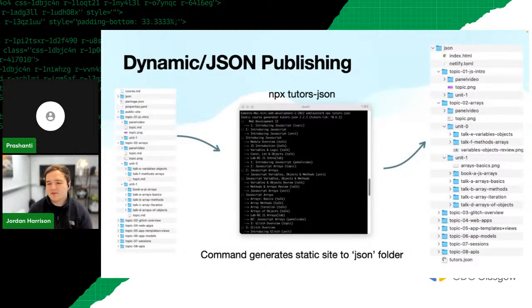Dynamic or JSON publishing is done by running the npx tutors-json command in the folder that you created the course, and this runs the tutors-json command line application. This app generates a JSON folder to be consumed by the Tutors course reader, and we will break down the architecture of this application in the developer experience section.